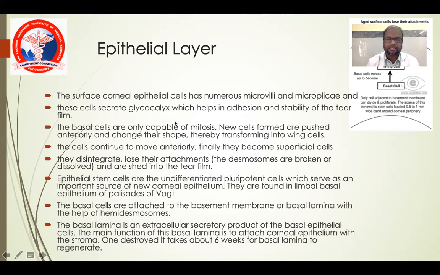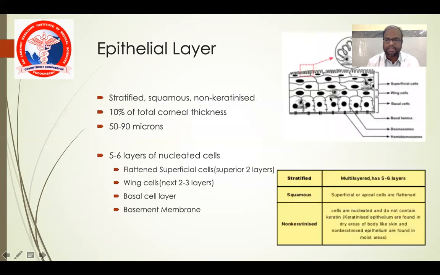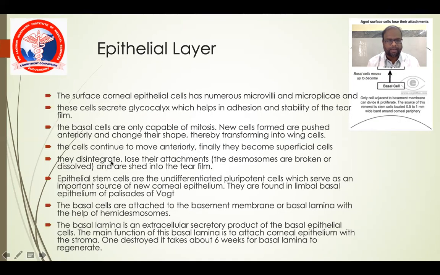The basal cells are the only cells capable of mitosis. That is, these basal cells divide continuously, and they keep pushing the cells upwards. While they keep pushing the cells upwards, the cells become more flattened. The wing cells are flatter than the basal cells, but less flat compared to the superficial cells. So the basal cells are capable of mitosis.